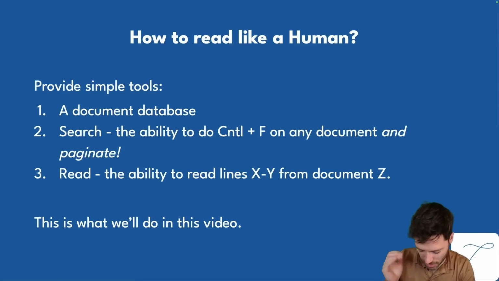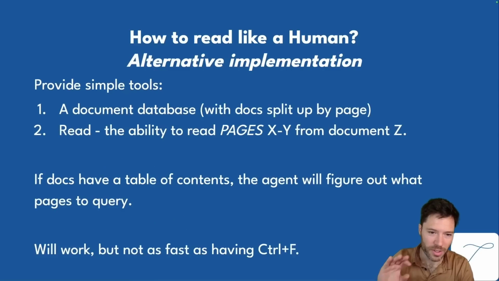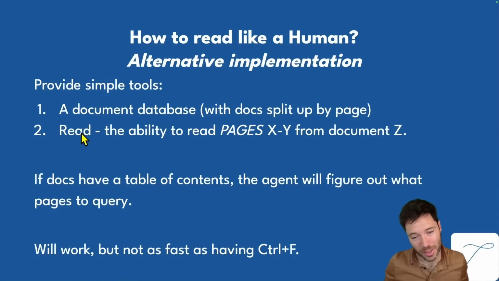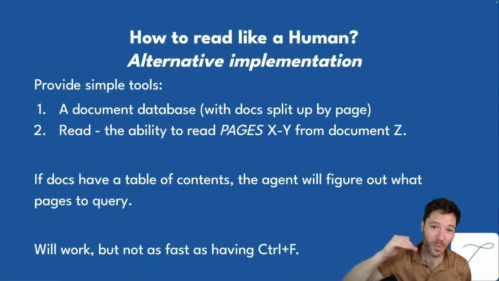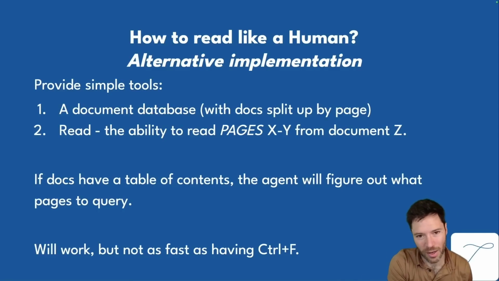Now, I'll briefly mention, sorry, this is a bit of a sidebar, but there is a slightly alternative approach you could take here with a document database and just a read function. And actually, if you just allow an LLM to read based on pages, let's say pages X to Y, like 1 to 5 from document Z, if the documents have a table of contents, the assistant will usually find that table of contents and then figure out which page to navigate to. Now, for this to work, it requires that your document be formatted in terms of pages, which may or may not be trivial depending on the starting point of your doc.